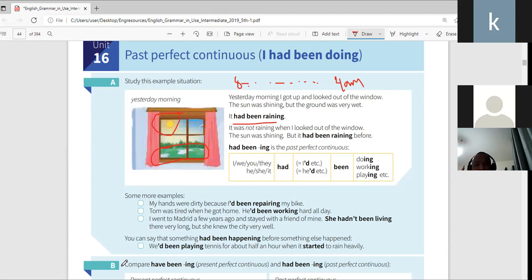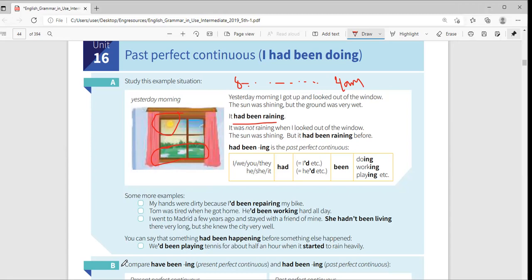Like my friend Mohammed Hamid, he was in Congo from 2010 and lived there up to 2015. He came to Kenya. So Mohammed had been living in Congo from 2010 up to 2015. So why am I saying he had been living there? Because he started in 2010, it continued until 2015, and then he came to Kenya. So he had been living there for a long time.